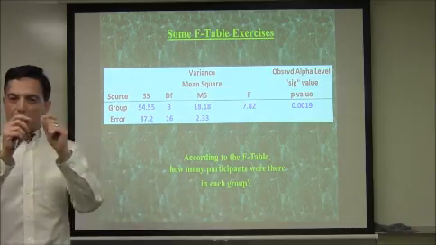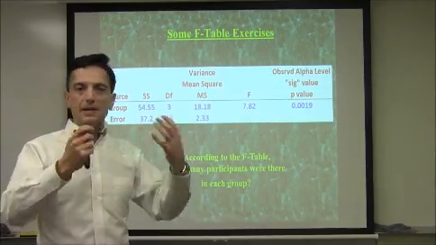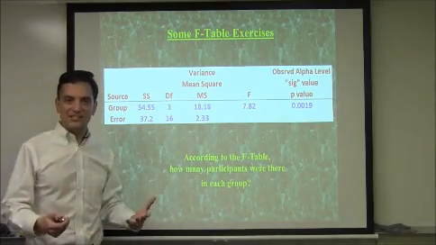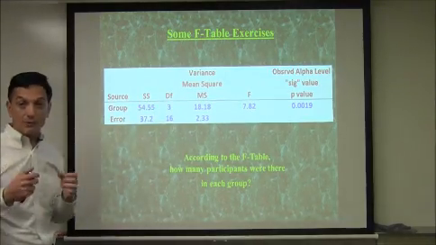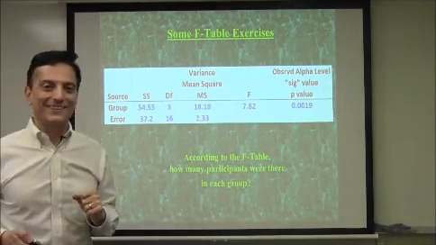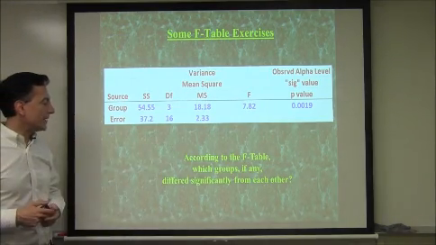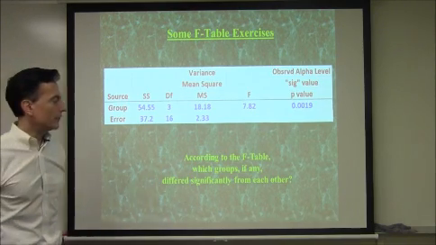So none of the arithmetic in that particular question was too difficult. We're simply multiplying some numbers together or dividing. These are relatively simple arithmetic operations. On the other hand, trying to understand where these numbers are coming from does require some quantitative reasoning. Okay, let's go on to our next question. According to the F-table, which groups, if any, differed significantly from each other? We'll let you think that one through.